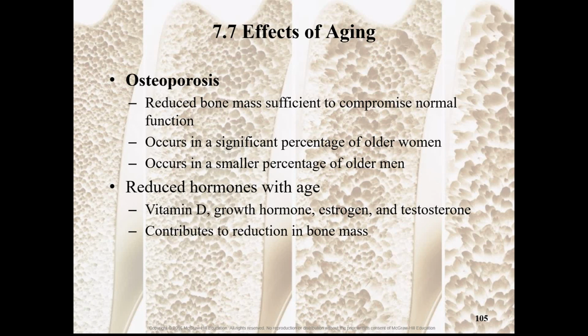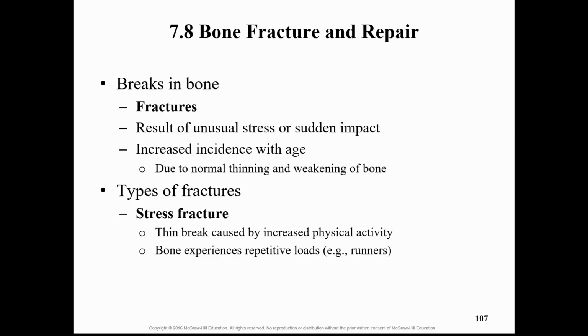Osteoporosis, we have enough of a reduction in bone mass that the bones are compromised as far as strength goes. This occurs in a significant portion of older women and a smaller portion of older men. A part of that is because we have reduced hormone production with age. Vitamin D, growth hormone, estrogen, and testosterone all are going to decrease, and this is going to contribute to the loss of bone mass.